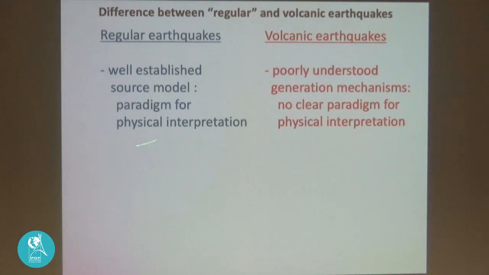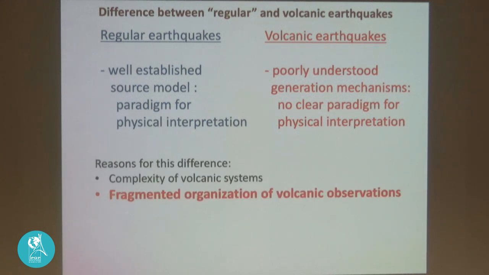Okay, so what are the reasons for this difference between the simplicity of the description of tectonic earthquakes and the unknown description of volcanic earthquakes? The obvious reason is the complexity of volcanic systems. They are more complex, and more things are going on. But I think there is today another very important reason for this delay in volcano seismology: the organization of volcanic observations. It is very fragmented.